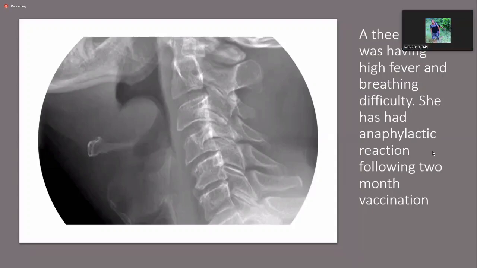You have to secure the airway. Yeah, that's the most important thing, right? Secure the airway. We have to give IV antibiotics, something like a third generation cephalosporin.